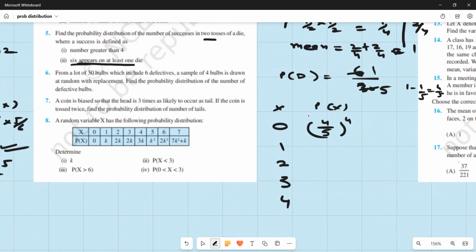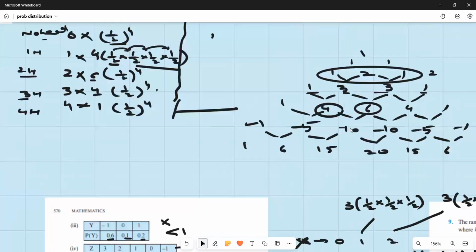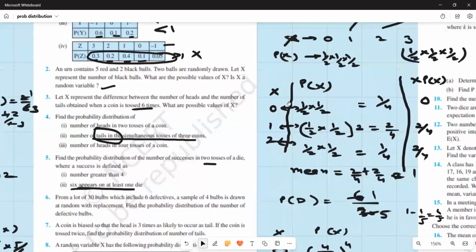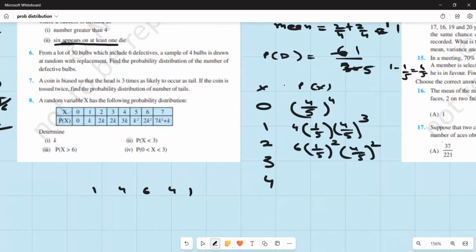If one defective is there, again Pascal triangle, for 0, 1, 2, 3, 4. What are the coefficients? 1, 4, 6, 4, 1. These values you will take. Clear? So 4 into 1 defective, others are non-defective, right? Then 2 defective, 2 non-defective. Then 3 defective, 1 non-defective. And then all are defective.